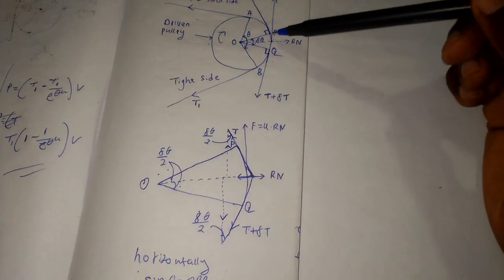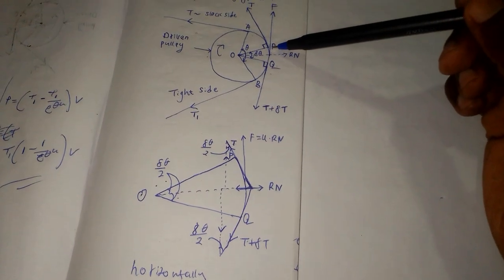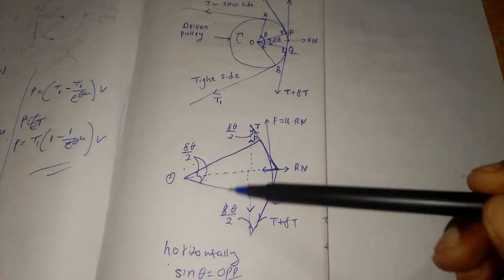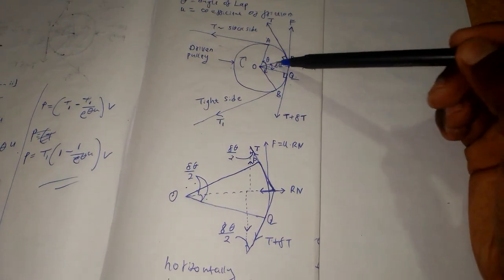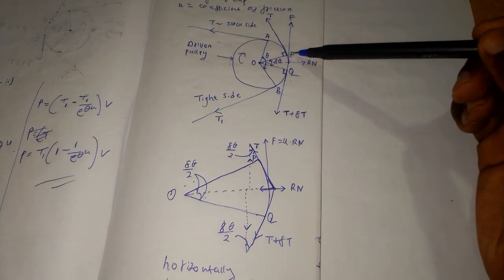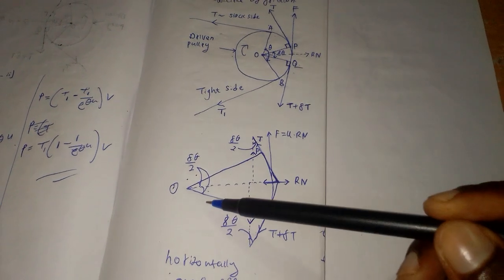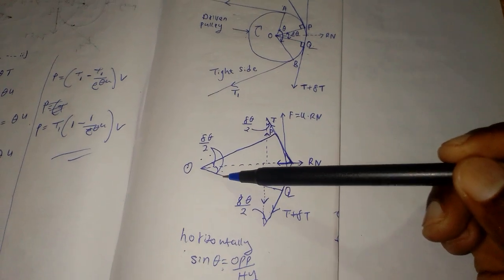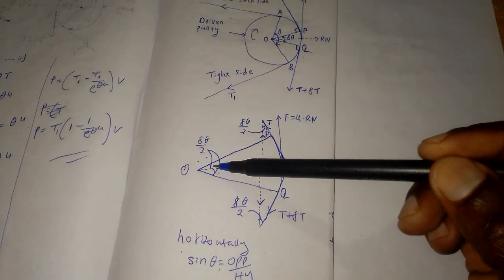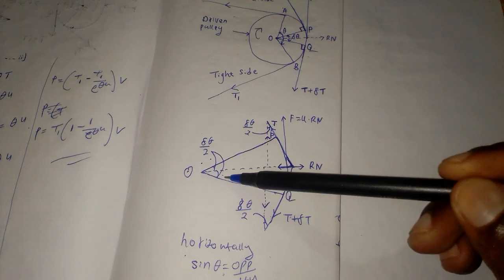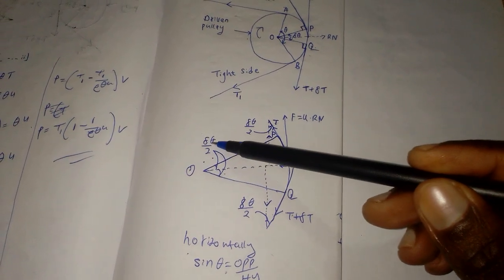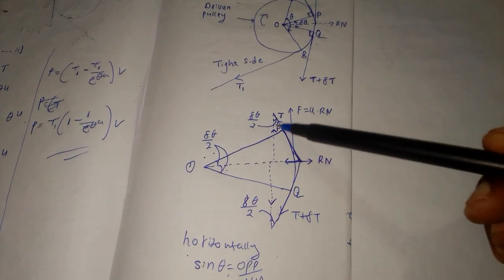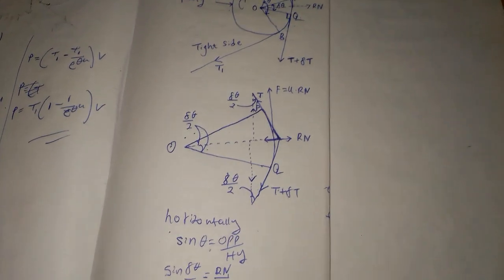Now taking this small portion PQO, we magnify it and have this diagram. The angle at the center of the pulley is now divided. When we magnify this portion, we divide it by 2, and it becomes alpha theta divided by 2. This angle is equal to this angle, and also equal to this angle.